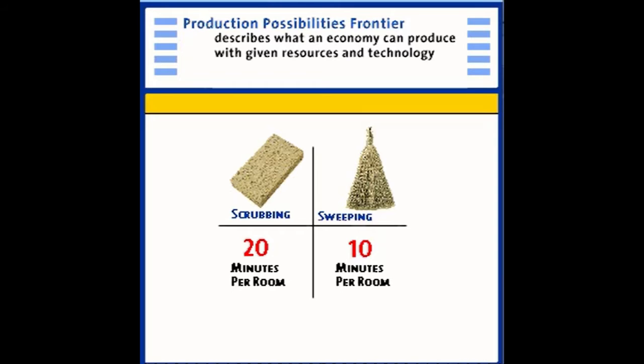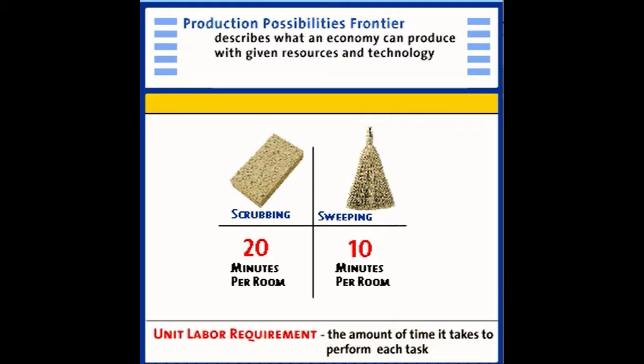Well, let's look. Bernie takes 20 minutes to scrub one room. Bernie takes 10 minutes to sweep one room. In economics, we call these numbers the unit labor requirements, how much time it takes for Bernie to perform each of these tasks. And the unit labor requirements describe Bernie's productivity. Notice that Bernie can sweep faster than he can scrub. So 20 minutes to scrub or 10 minutes to sweep.